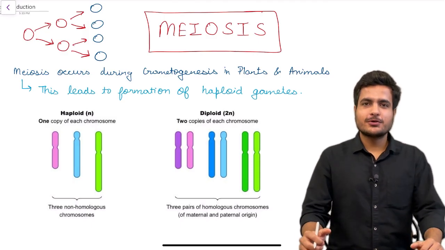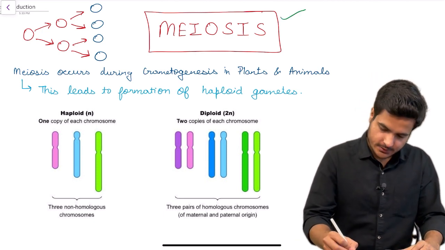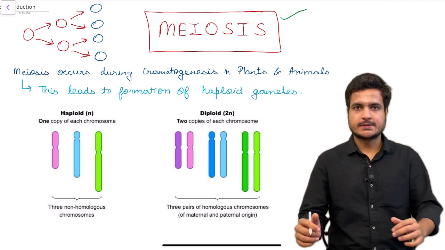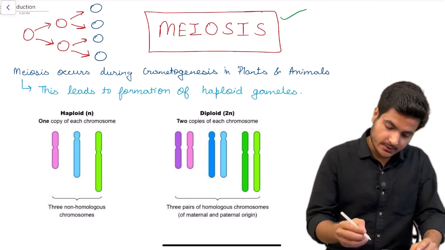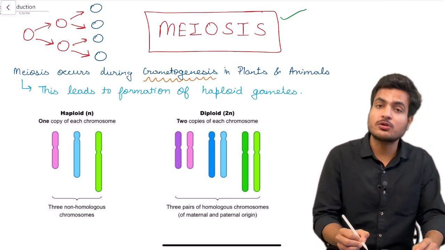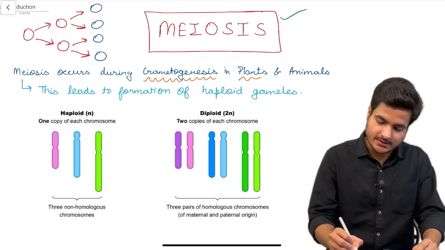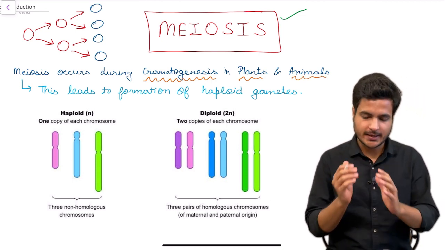Hello everyone, in this video I'll be giving a brief introduction about the meiosis which occurs in plants and animals. First of all, where does meiosis actually occur? It occurs only in the phase of gametogenesis, that is formation of gametes in plants and animals. This leads to formation of haploid gametes.